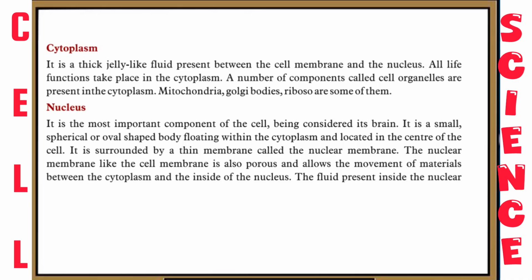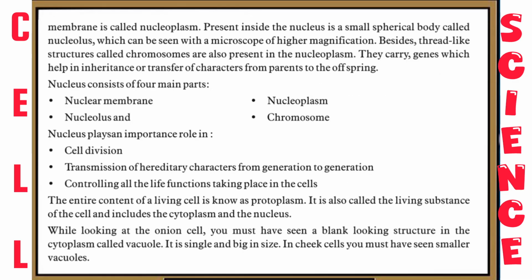The nuclear membrane, like the cell membrane, is also porous and allows movement of materials between the cytoplasm and the inside of the nucleus. The fluid present inside the nucleus contains a small spherical body called nucleolus, which can be seen with a microscope of higher magnification. Besides, thread-like structures called chromosomes are also present in the nucleoplasm.